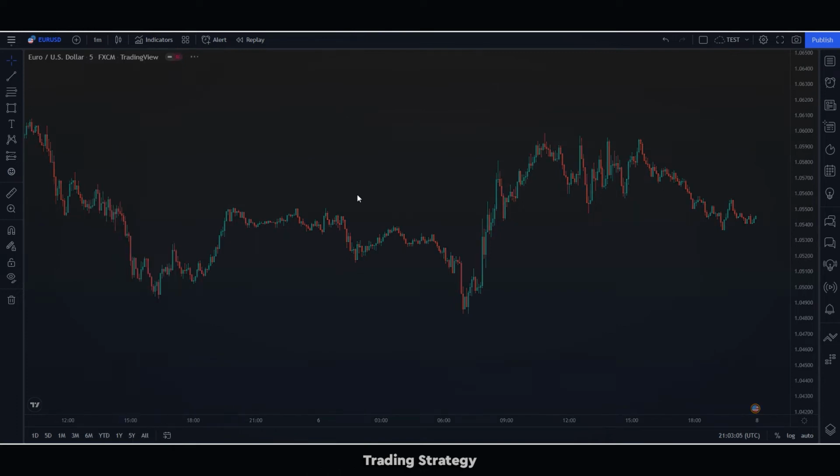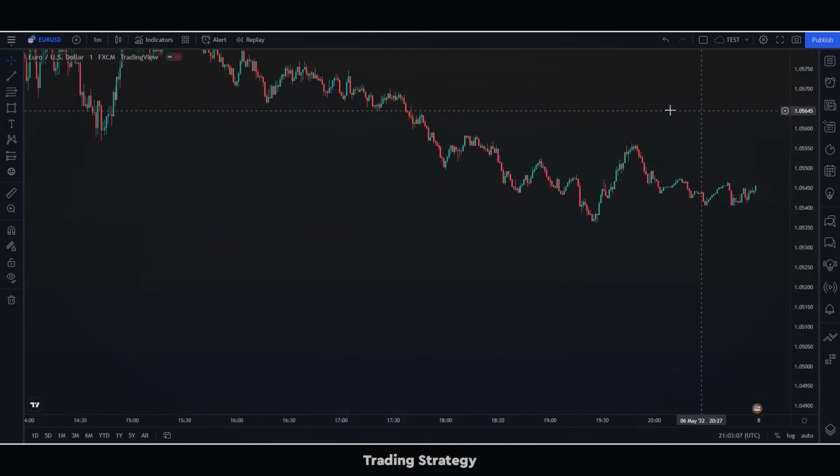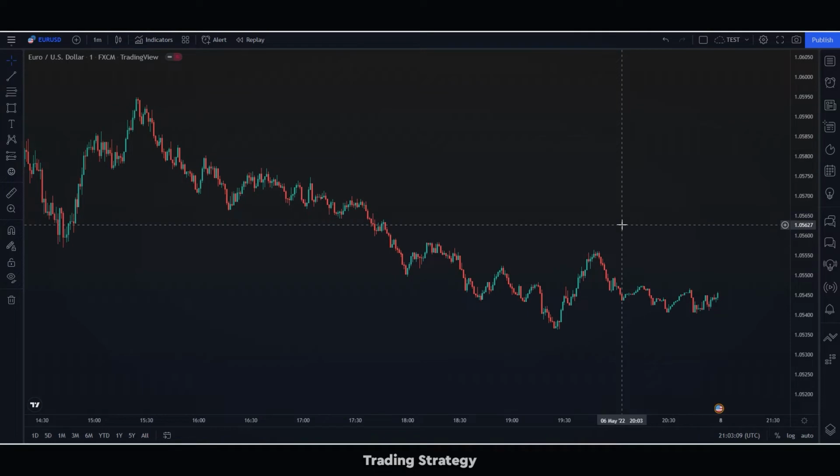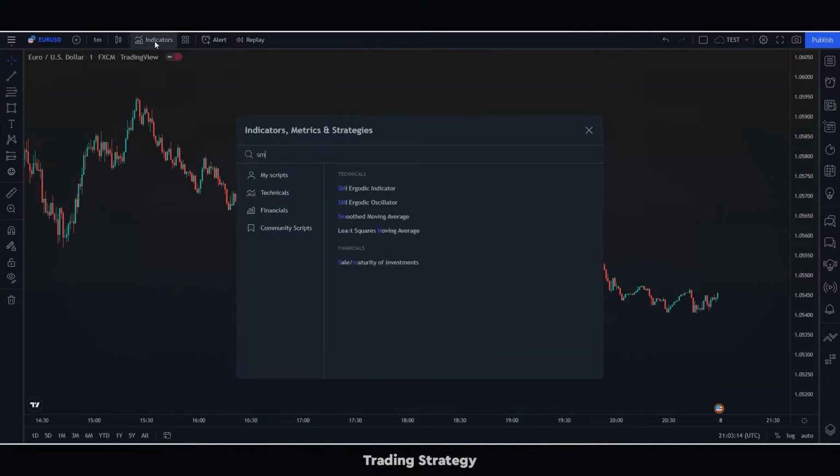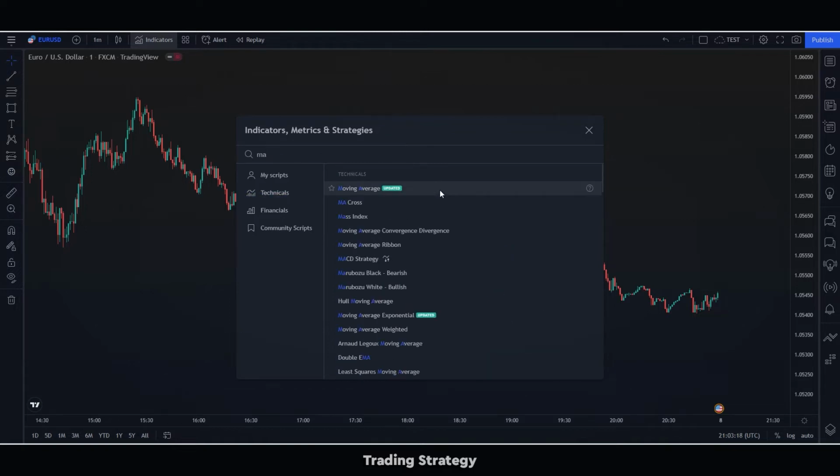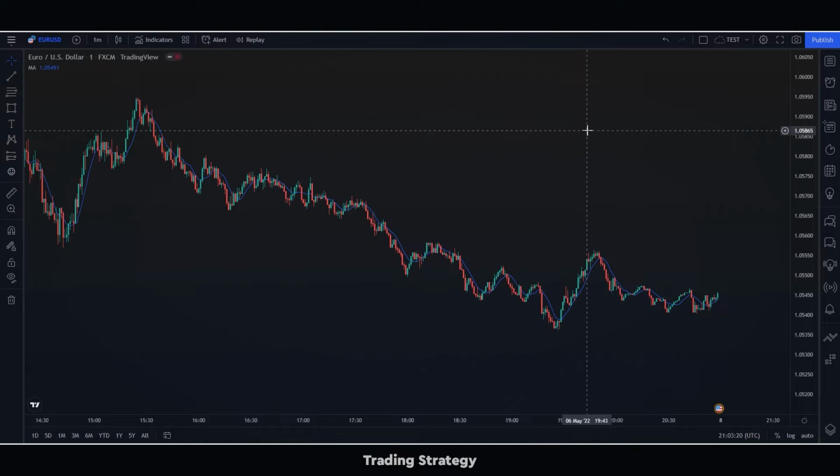the euro-dollar. The first thing we will have to do is select the Simple Moving Average. We will use this moving average as a filter. That is, if the price is above the moving average, we will only carry out buy operations. If the price is below the moving average, we will only carry out sell operations.